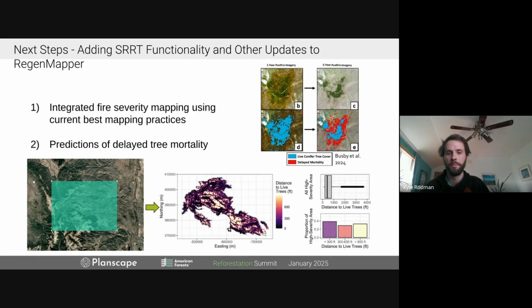This is a pretty important piece, where if you're using 1-year post-fire imagery to estimate the availability of seed trees, that might actually be overestimating your seed source 5 years down the road, right? As things die over time with this delayed post-fire tree mortality. Next slide.